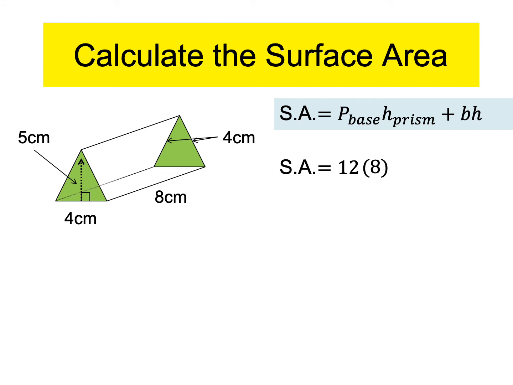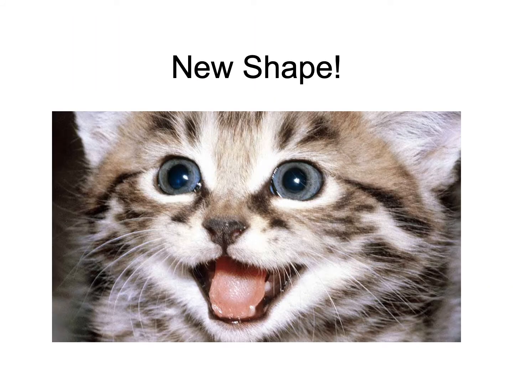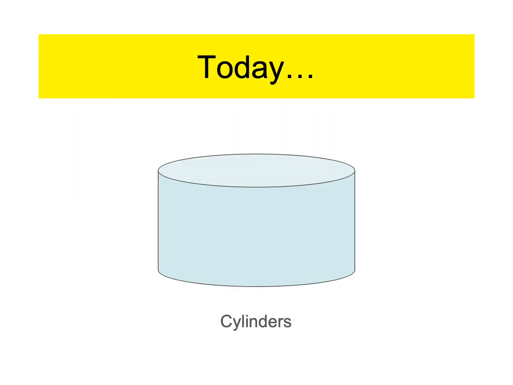Remember, we look for the little square to find the base and the height. So the square is touching 4, and the height is 5. So 4 times 5. Do that math. And then once again, we get to an answer. And remember, the answer is squared, or the units are squared, because we're doing surface area. So there's a quick review on what we did and what you had last night for homework. On to the new stuff. So the new shape is a cylinder.